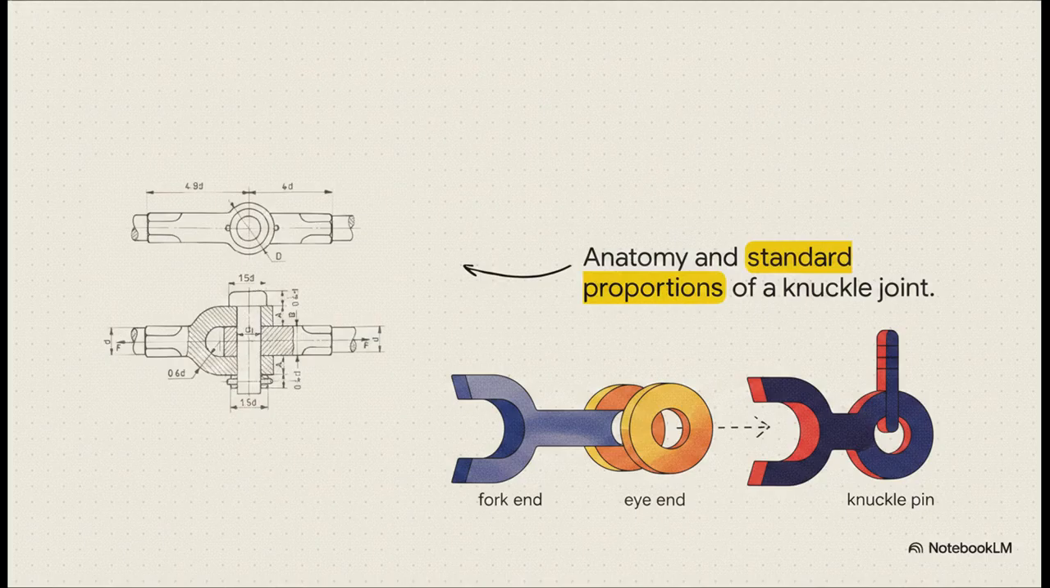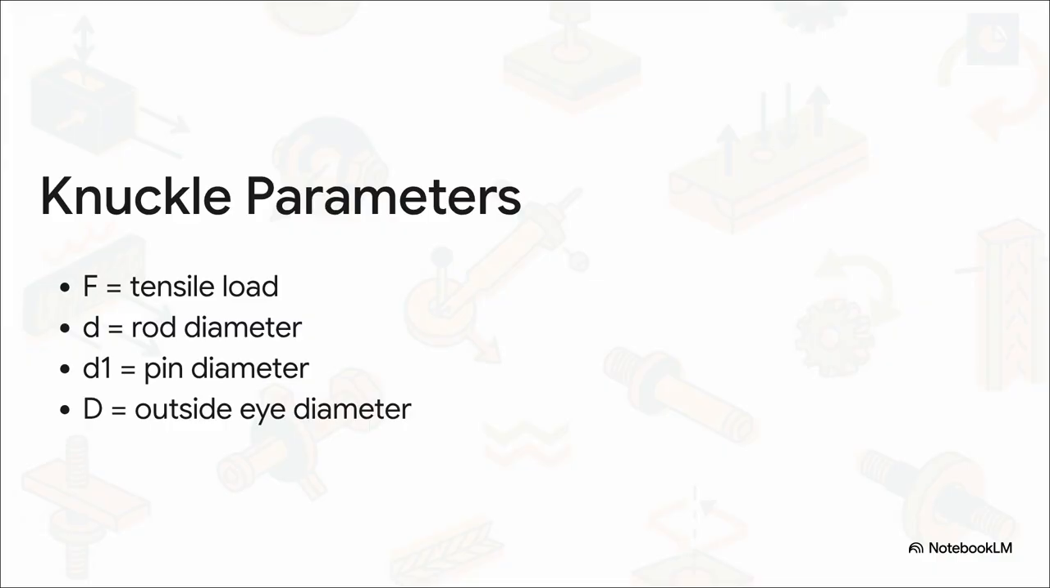And then they're interlocked by dropping a vertical knuckle pin straight down through the center. I highly recommend you grab a screenshot of these parameters or write these exact variables down right now. These are the standard parameters you'll use.